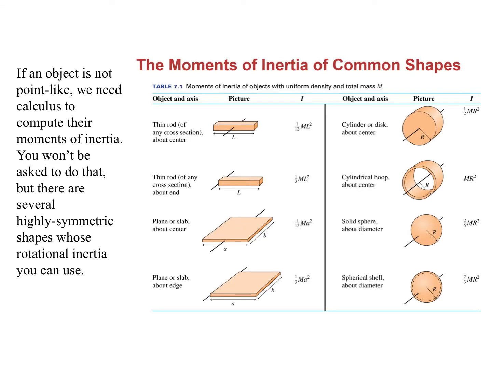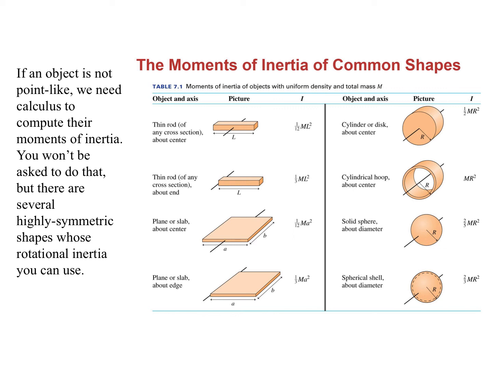All right, that leads us to, if an object is not point-like, we need calculus to compute the moment of inertia. And you won't be asked to do that. That's not a topic for AP1. It is a topic for APC, so if you end up taking that class, you'll get to do this formally and on your own. But there are several highly symmetric shapes whose rotational inertia you can use. This is a chart that's found in your textbook. It's found in every textbook. It's not a kind of thing that the College Board expects you to know offhand, but it is sort of useful to know it's out there. If they need you to compute things with rotational inertias, they will generally give them to you. They don't ask you to know any of them except the point mass one, mr squared.